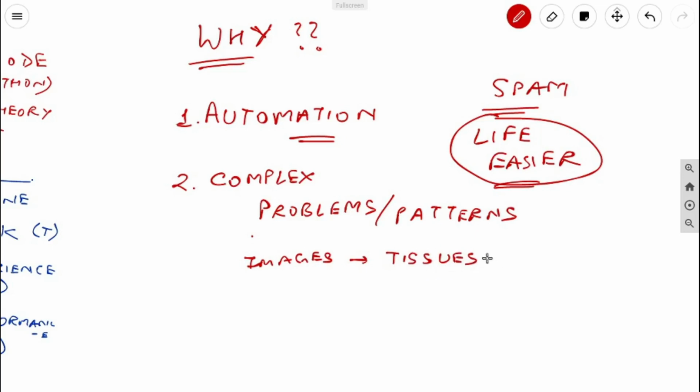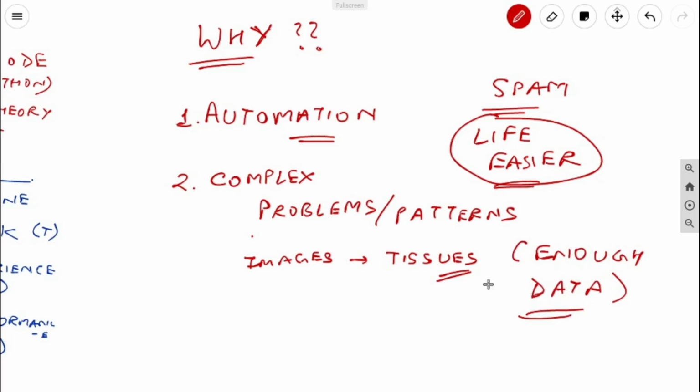So a human may or may not be able to determine whether the patient has cancer or not just by seeing the images of the tissue. But a machine learning problem, if it has been given enough data, and that is a very important thing, data is the heart and soul of any machine learning problem.